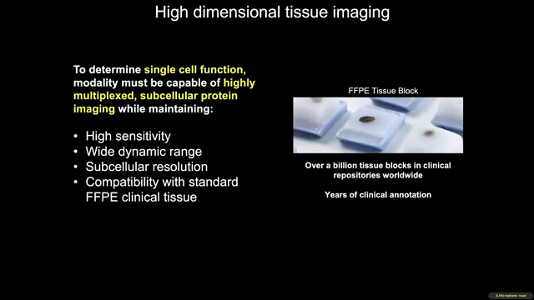And for us, because we're primarily interested in doing this in human tissue, it's very important that this method be back compatible with archival formalin-fixed paraffin-embedded tissue blocks, because by doing so, we're able to access virtually any disease state or tissue type that we want by just dipping into a handful of the more than 1 billion different tissue blocks that are present in clinical repositories worldwide. The other upside is that because these were used in clinical care, we're able to also tap all the years of clinical annotation that go along with that.